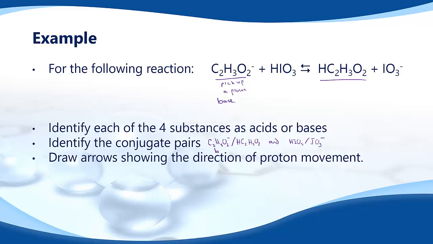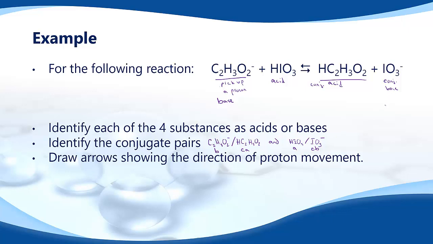If this is our base, then we know everything else, right? HIO3 has to be the acid because this has to give up the hydrogen. If C2H3O2 minus accepts, HIO3 has to give up. So that's our acid. And then on the other side, if acetate is our base, HC2H3O2, since it's the conjugate, has to be an acid. Right, I'm actually going to label this as conjugate acid. So here we have our base and our conjugate acid, and HIO3, since that's an acid, IO3 minus has to be the conjugate base, or CB. Right, so that lets us label everything as an acid or a base.